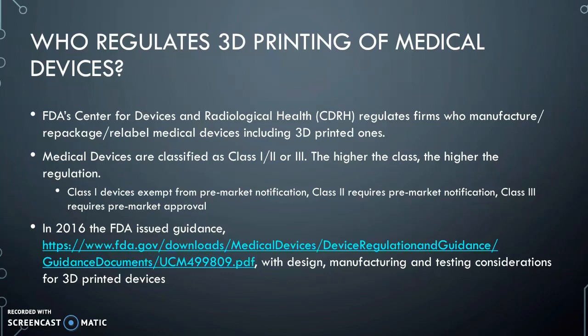The higher the class, the more they are regulated. Class 1 devices are exempt from pre-market notification, while Class 2 devices require pre-market notification, while Class 3 devices require pre-market approval.